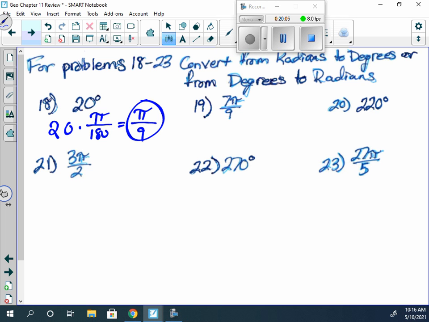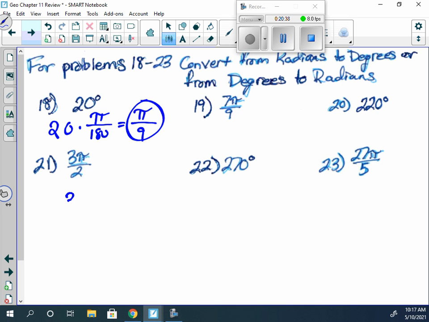Number 21. 3 pi over 2. Is this in radians or degrees? What's the giveaway? There's one thing that gives this away, that it is radians. Yeah, it's pi. If it does not have a degree marker, some of the times I don't write the degree marker in, but if it has pi, it is automatically radians. We do not talk about degrees in terms of pi.